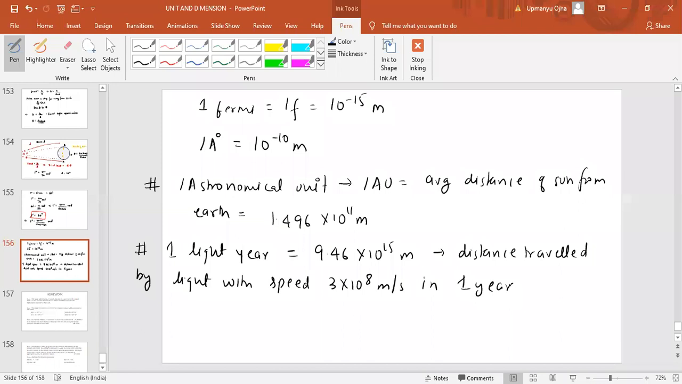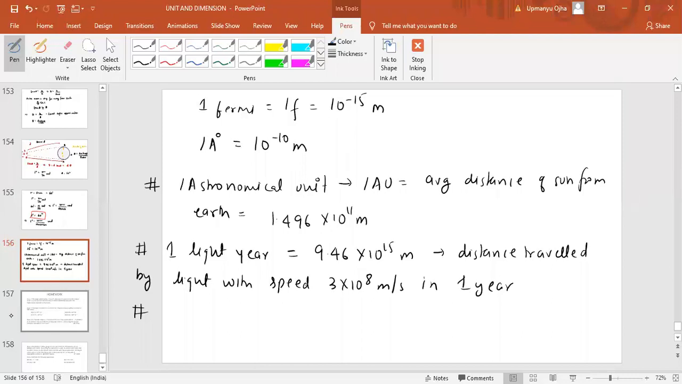It is a constant value. 1 astronomical unit is constant, which is the average distance from the Earth to the Sun. Light year is also a constant value. You don't need to remember the values, you need to know what a light year is. You need to remember that the astronomical unit is the average distance between the Sun and the Earth. Light year is the distance traveled by light with the speed of 3 into 10 to the power 8 meters per second in 1 year.